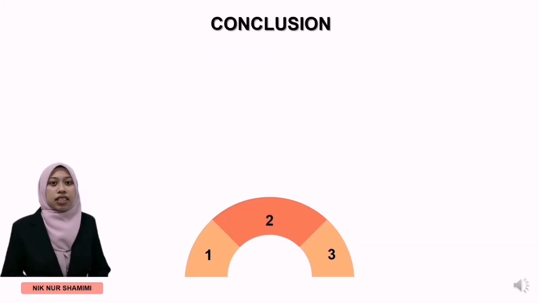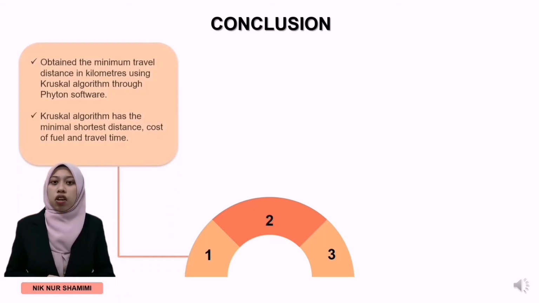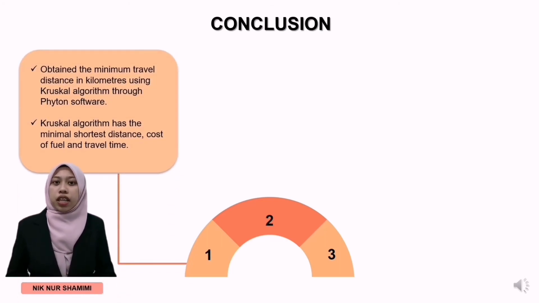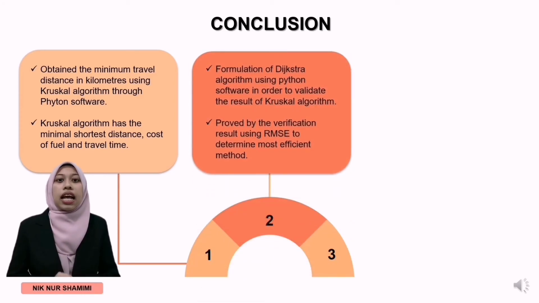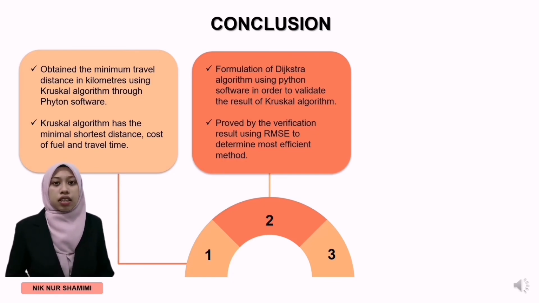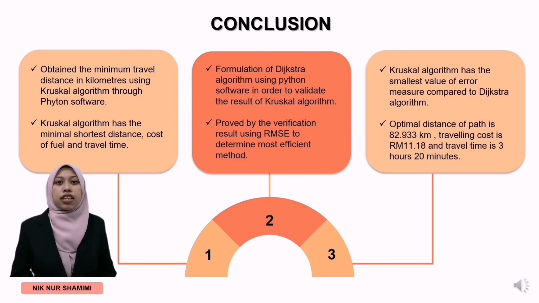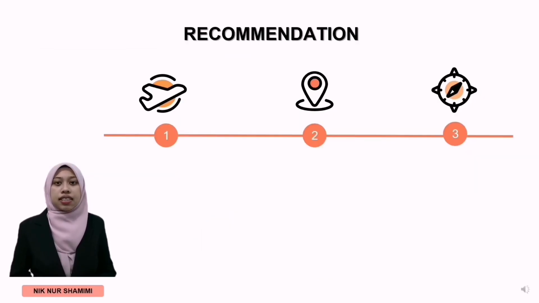As the conclusion, the Kruskal algorithm has the shortest distance, lowest cost of fuel, and shortest travel time. This is proved by the verification of both algorithm results using RMSE in order to determine the most efficient method among the two algorithms, where the result shows that the Kruskal algorithm has the smallest value of error measure compared to the Dijkstra algorithm. The total distance traveled is 82.933 kilometers, traveling cost is 11 ringgit and 80 cents, and travel time is 3 hours and 20 minutes.